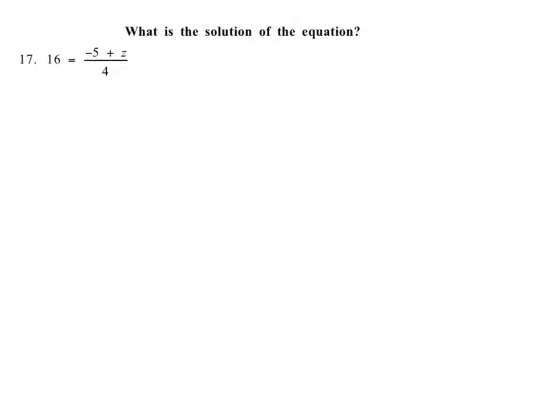All right, what's the solution to the equation? We are going to use our math skills to unwrap this thing and isolate z. So, what's happening to z? Well, -5 is being added to it, and then it's being divided by 4.